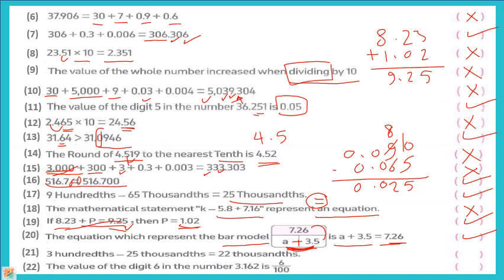So this one is right. The next: 300 minus 25,000. 0.03 minus 0.025. When we do it, it will be 0.005, not 0.022. Okay? The next, the value of the digit 6 here, is it 600?